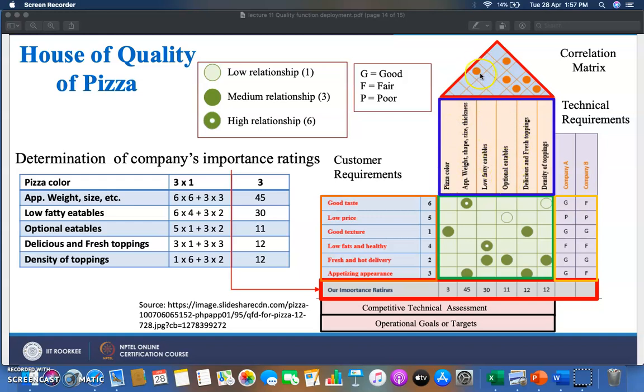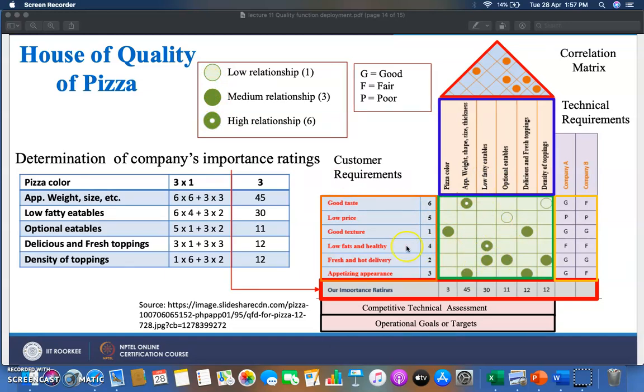So I have put here a dark symbol or a circle. Next, this is your base shape, size and thickness. This is somewhat related with your density of toppings. Similarly, these other correlations we have developed, meaning we have developed the correlation matrix of technical requirements. Now we have fixed a low relationship as 1, medium relationship as 3, high relationship as 6, and we have fixed some symbols to prepare this relationship matrix.